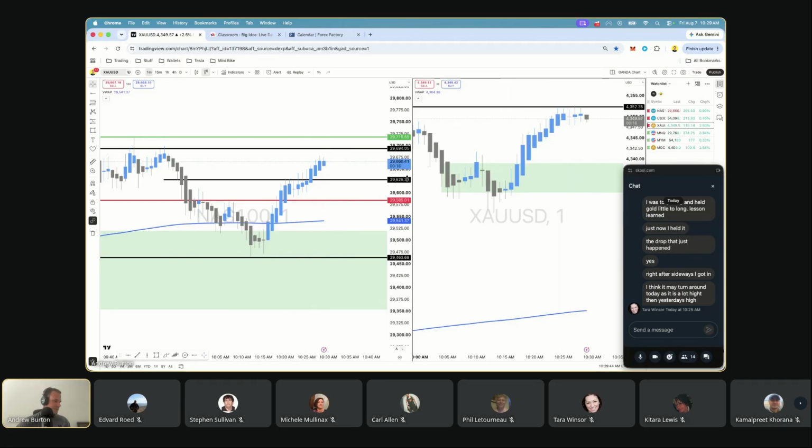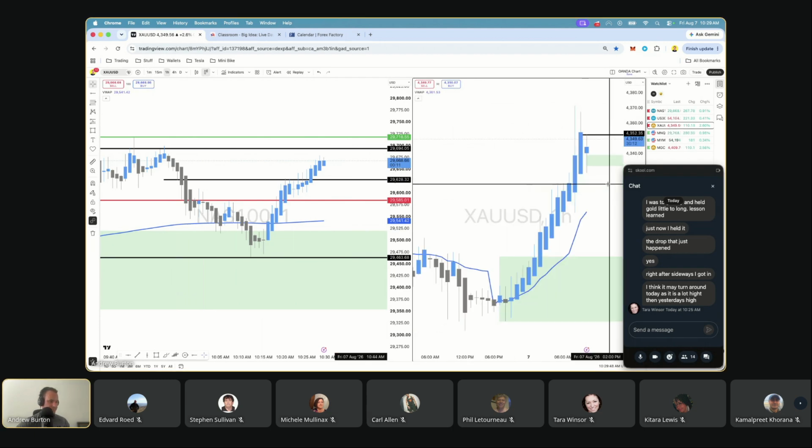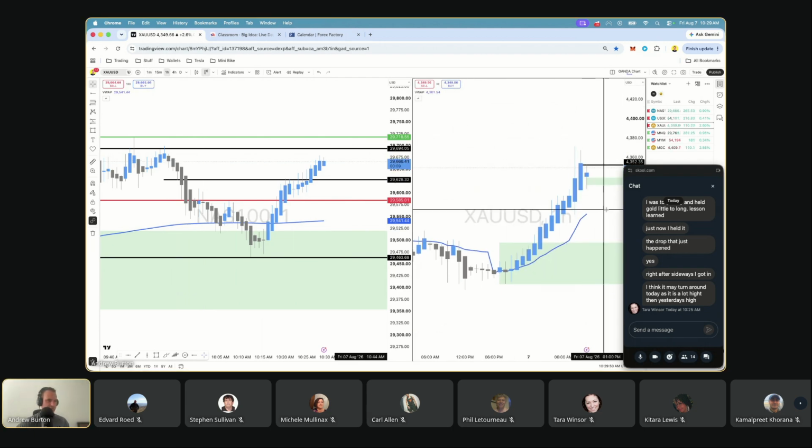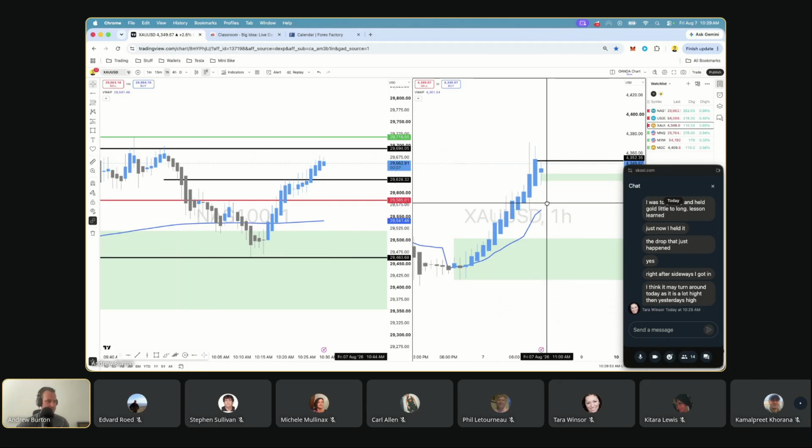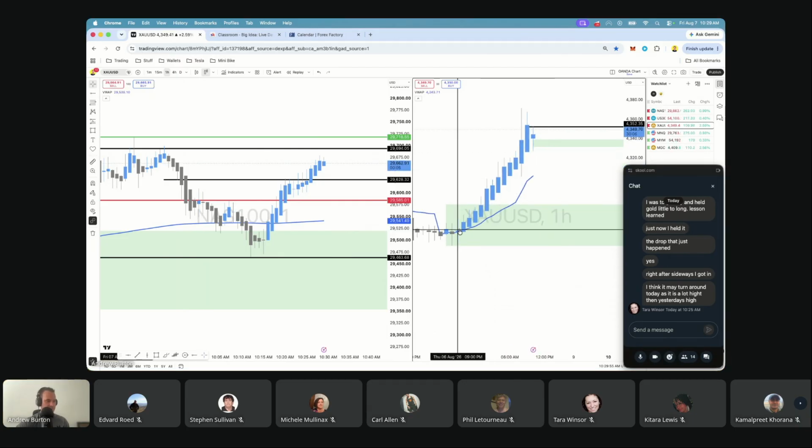Let's look at gold on a high time frame. So on the 1-hour chart. Yeah, so it's neutral right now on 1 hour. I think we already looked at this, but it's neutral. But I think Tara is right, guys.